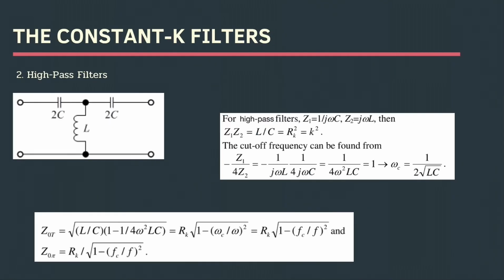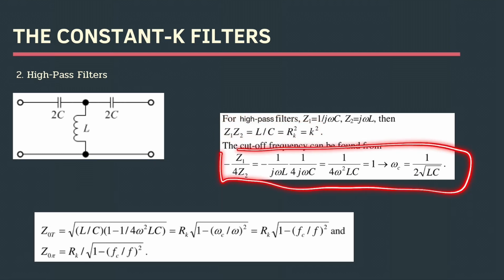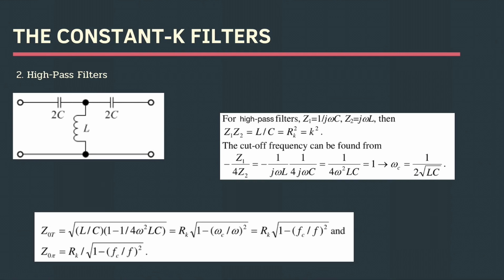And next, high pass filter. For the high pass filter, we get the equation from this, the cutoff frequency can be found from this equation, and the characteristic impedances of the T section and pi section are given by this equation.